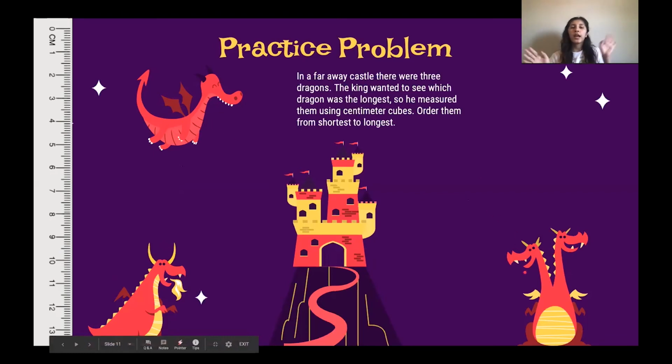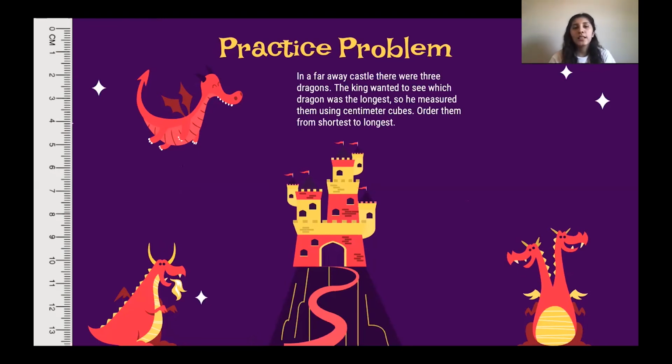And then go ahead and put them in order from shortest to longest. Okay? Righty. So pause the video so you can do that. Righty, now that you've had enough time to go ahead and measure them, create your ruler, and then put them in order from shortest to longest, let's go ahead and see the answer.